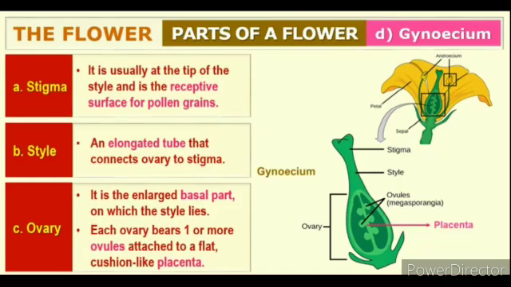Stigma is usually at the tip of the style and it is the receptive surface for pollen grains. At pollination, pollen grains reach the stigma and then the ovary. Each ovary bears one or more ovules attached to a flattened cushion-like structure called placenta. Where the ovules are attached in the ovary, that region is called placenta.